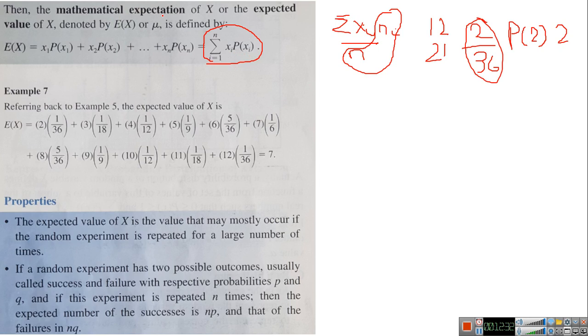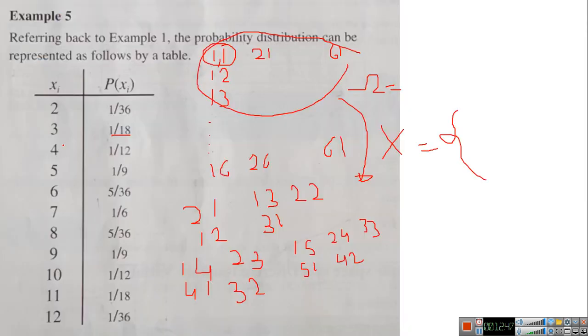What do we expect to get? It's the same as the average. By definition, the expected value is the summation of xi p of xi. If you want to do the expected value of the problem we did before, what do we do? It will be 2 times 1 over 36 plus 3 times 1 over 18 plus 4 times 1 over 12, up till 12 times 1 over 36.